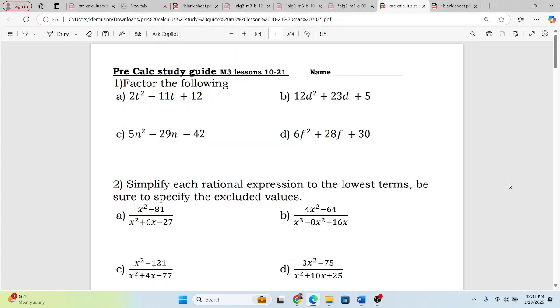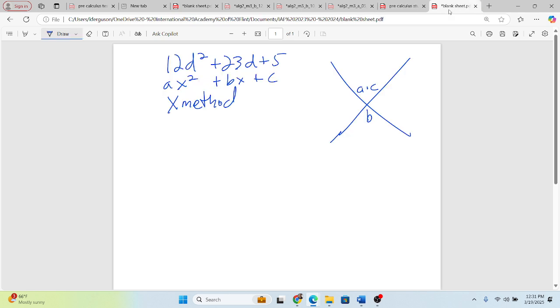So let's see, where were we? I was talking about just going through this. I saw when I corrected the quizzes that a couple folks had problems with factoring, so I wanted to make sure I went through this.